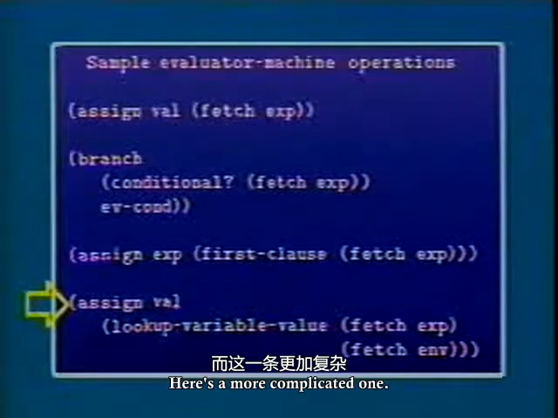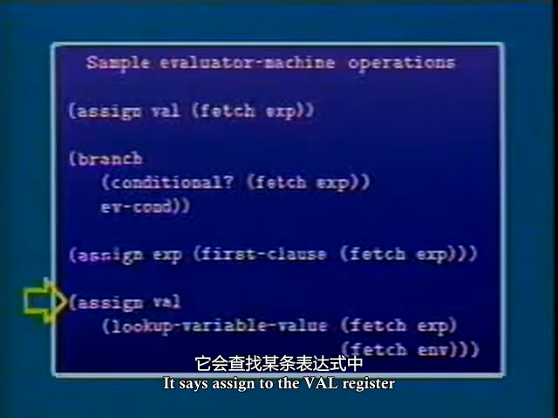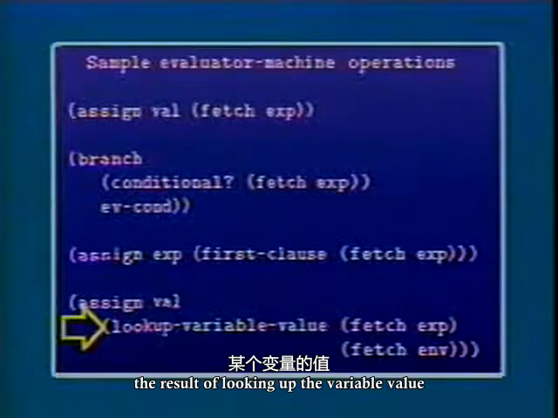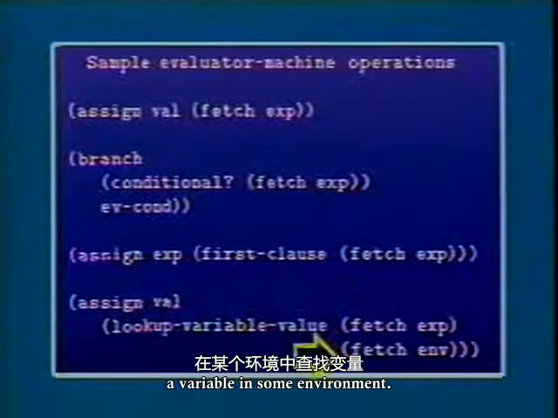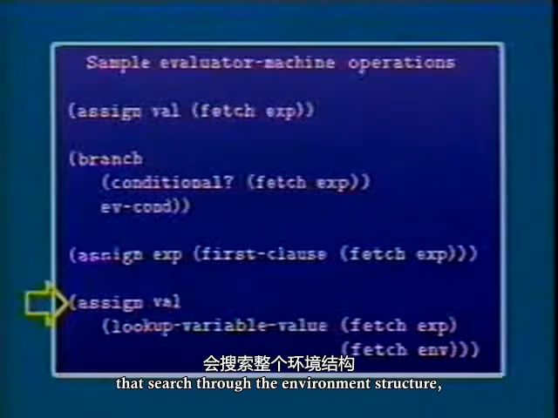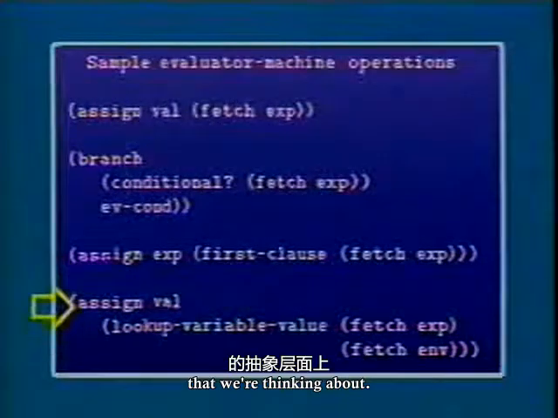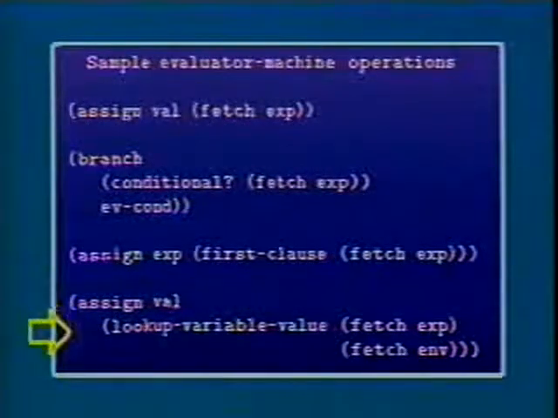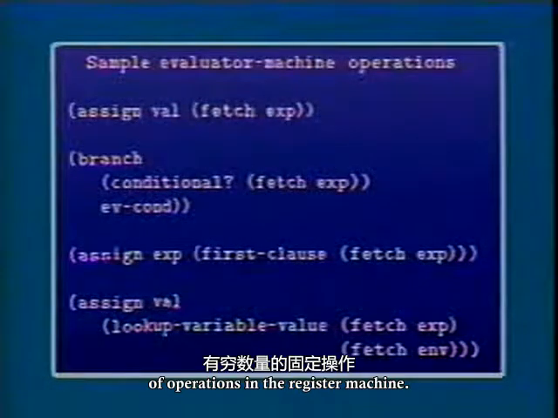Here's a more complicated one. You can see this has to do with looking up the values of variables. It says assign to the val register the result of looking up the variable value of some particular expression, which in this case is supposed to be a variable, in some environment. And this will be some operation that searches through the environment structure however it is represented and goes and looks up that variable. And again, that's below the level of detail that we're thinking about. This has to do with the details of the data structures for representing environments. But anyway, there is this fixed and finite number of operations in the register machine.